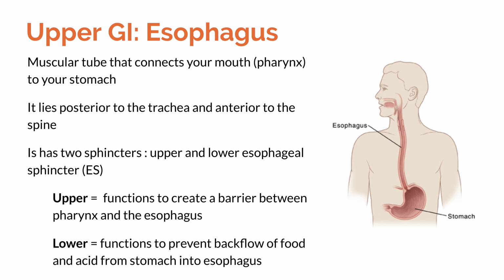The esophagus essentially is this muscular tube that's going to connect your oral cavity, your mouth, to your stomach. It lies posterior to your trachea, so behind, and anterior to the spine. And it has two sphincters, an upper and a lower sphincter. The upper essentially is a barrier between your mouth and the esophagus, and the lower one prevents the backflow of food from your stomach, which can often have acid in it, and that can cause inflammation in your esophagus.